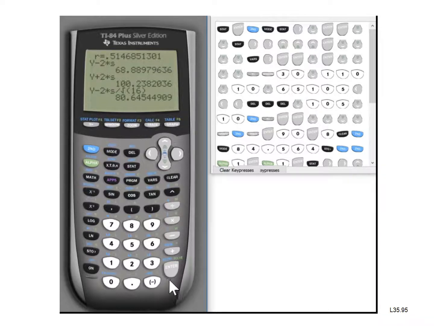And enter. So there's the lower endpoint for our confidence interval for the mean. I'll do entry, and I'll change that minus to a plus. And there's our upper endpoint. So there's your confidence interval for the mean.